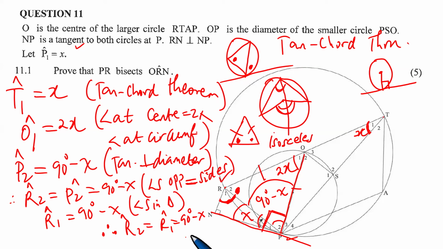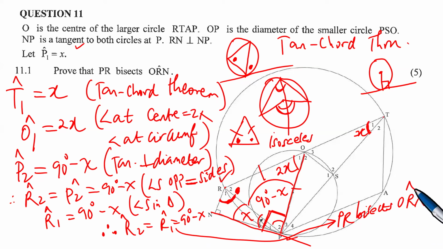And then what is the conclusion? The conclusion in the end is that PR bisects angle ORN. P is this one at the bottom here. So PR bisects angle ORN.